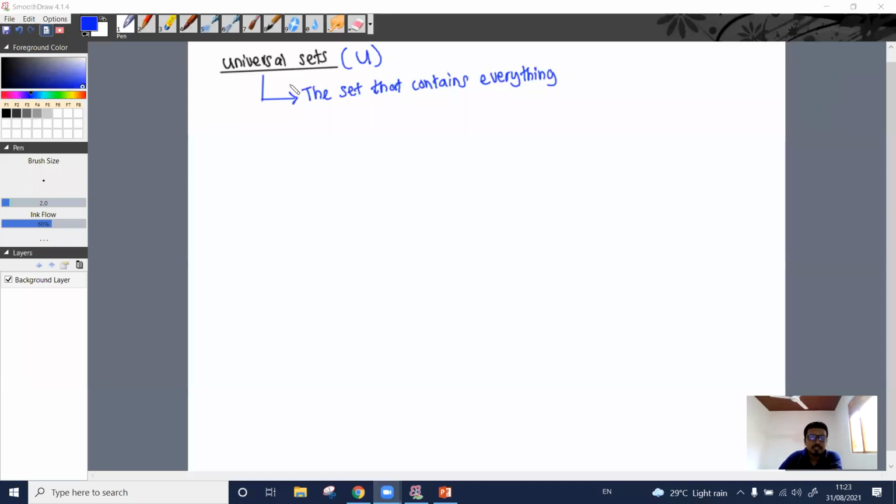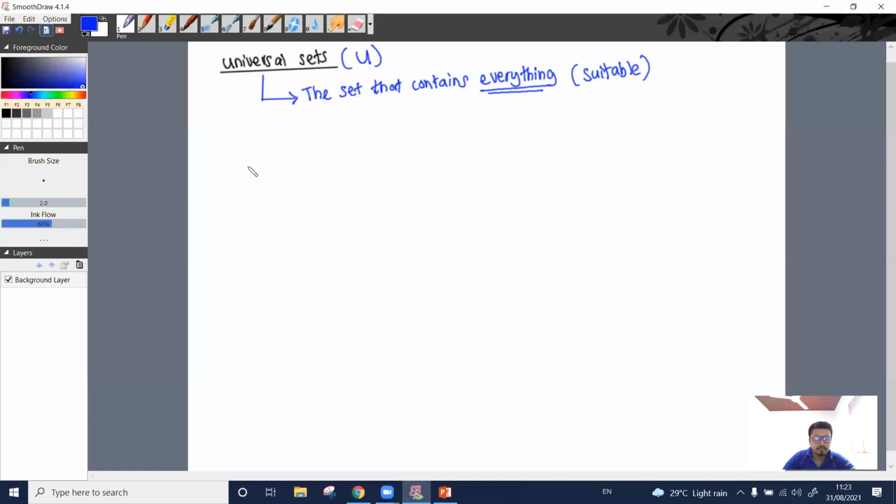Right. Universal sets. The set that contains everything. That is the simplest definition that we can give in terms of universal sets. The set that contains everything, yes, it is the universal set, but you should be careful in using this term everything. That everything means it should be suitable.